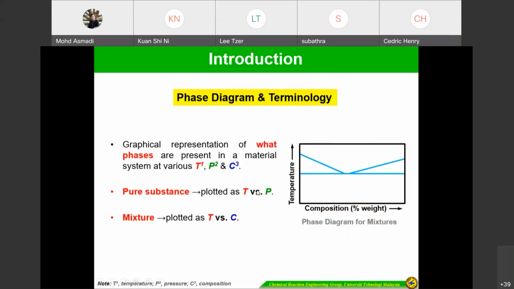A pure substance is plotted as temperature versus pressure, and a mixture is plotted as temperature versus composition. Even later in thermodynamics of chemical engineering, you will see this binary system in that course, temperature versus composition, and how to calculate the composition. I think it's in year 3, for the thermodynamics course SKTK2253. Actually it is year 2, I think next semester.